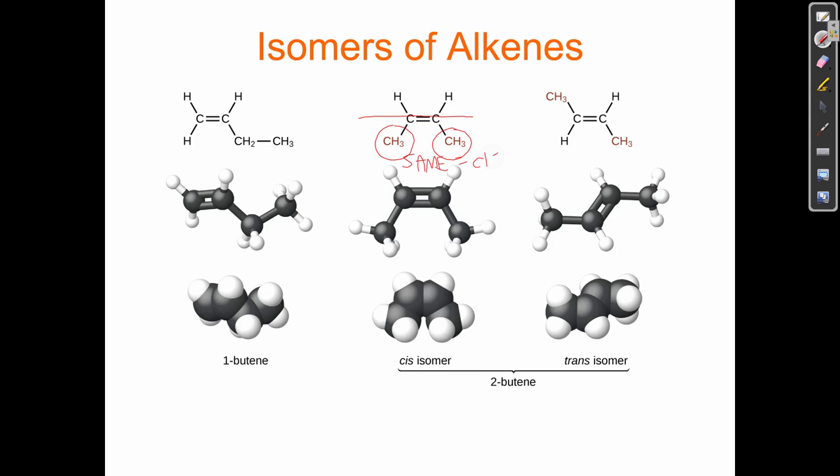equals cis. So if I were to do the same thing over here, I draw a line down the double bond and I circle my methyl groups, or the H's. I could do the H's or the methyl groups. In this case, they're on different sides. So same is cis, different is trans. So this molecule, they're both 2-butene, but in this one, the CH3 groups are close to each other, and in this one, the CH3 groups are far away from each other.